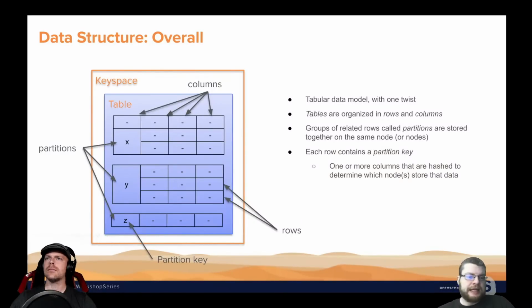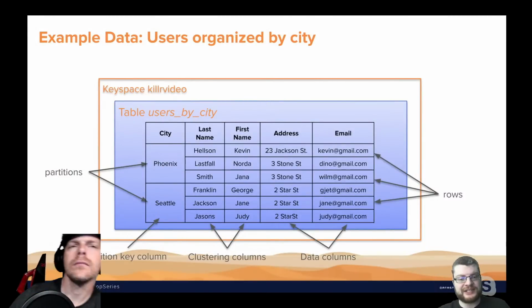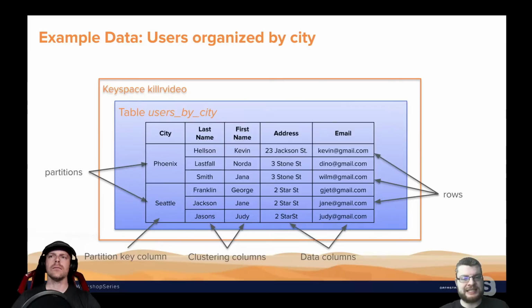All right. Now, a couple key things here. Our partitions have a thing called a partition key. That partition key is what says these are all the pieces of data that need to be stored in the same partition, so they'll all be stored in the same place within my cluster. So in this particular case, our partition key is the city column there. So Phoenix and Seattle are partition keys.